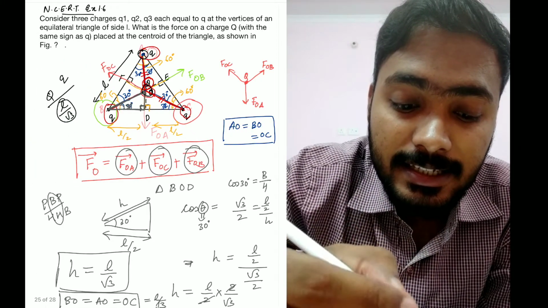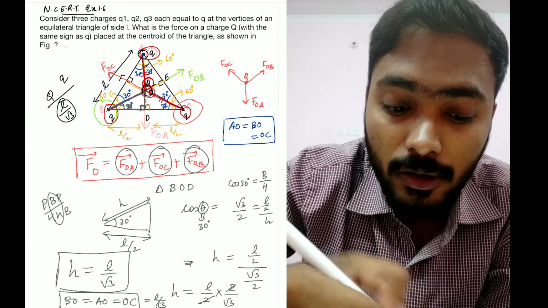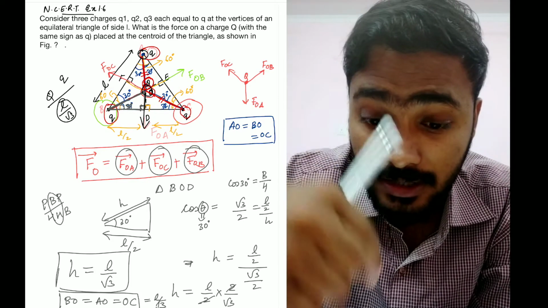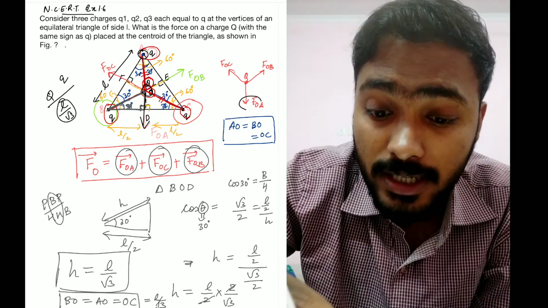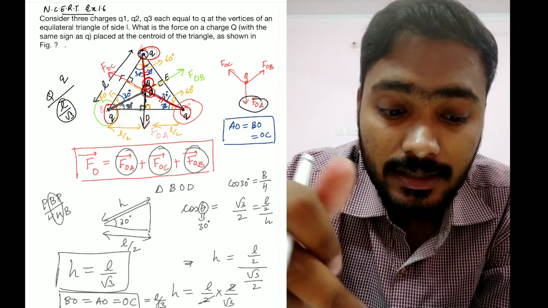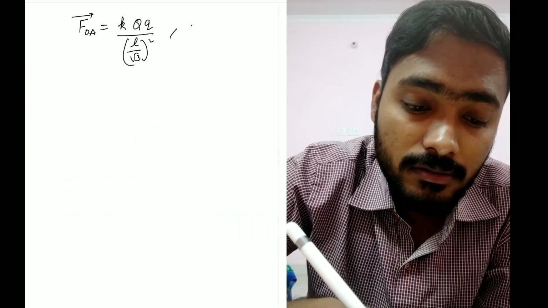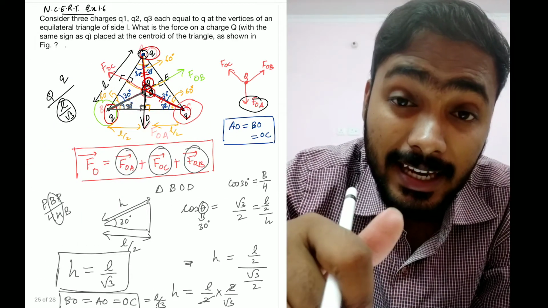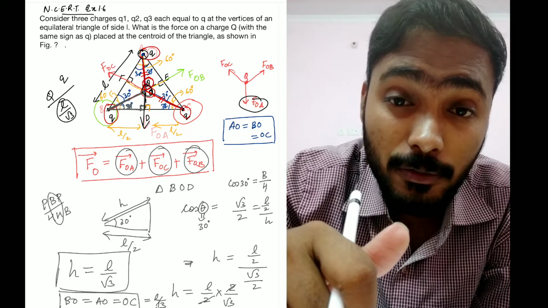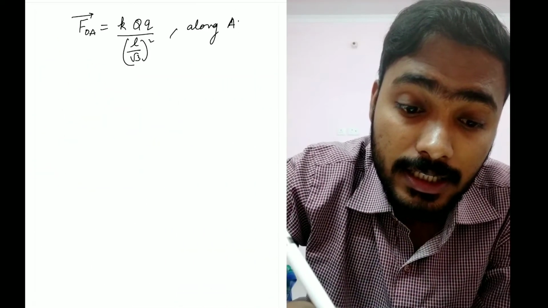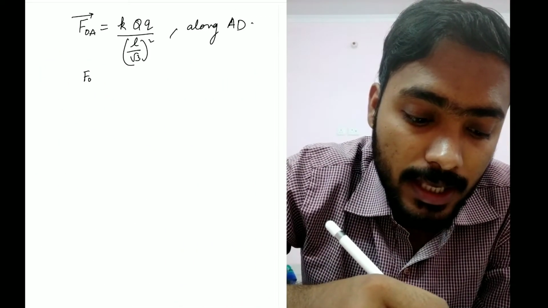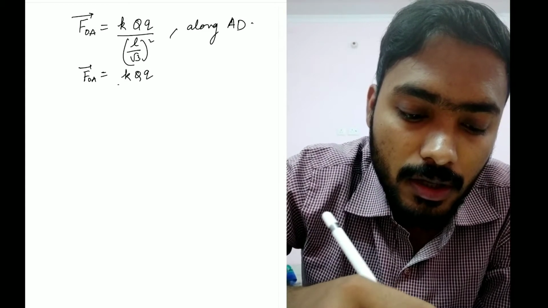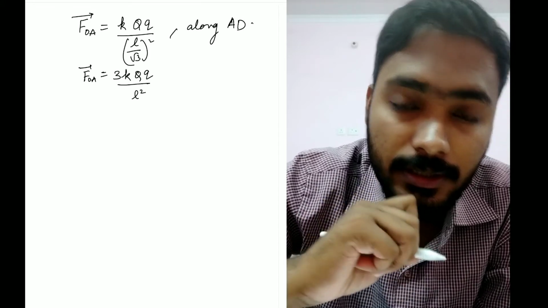Now it is going to experience a force in the downward direction. You can clearly see it is along AD. It is along AD. I hope you are following, along AD, right? So FOA I got, that is K Q q by L square upon 3, right?